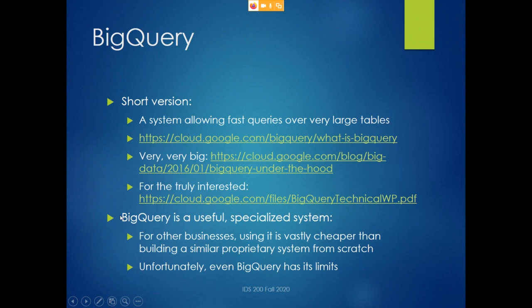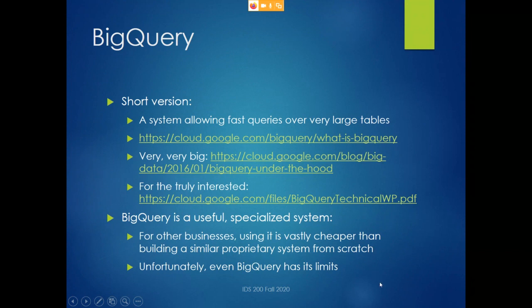If you're a business that has these gigantic database tables, but you fundamentally don't want to be in the business of designing your own custom databases, then BigQuery is wonderful, right? You show up, you use it, it's there for you. And it's, again, much cheaper and simpler than building a comparable proprietary system from scratch.